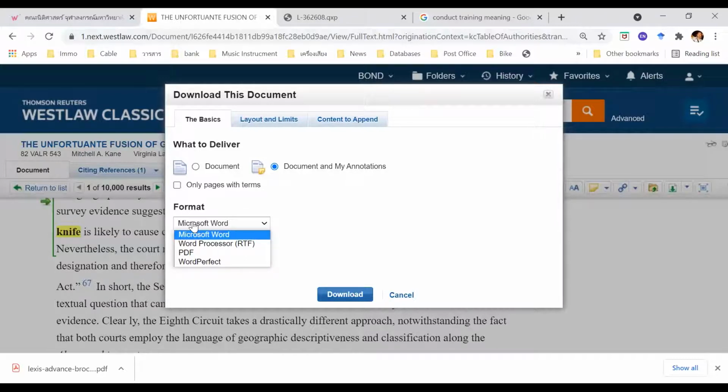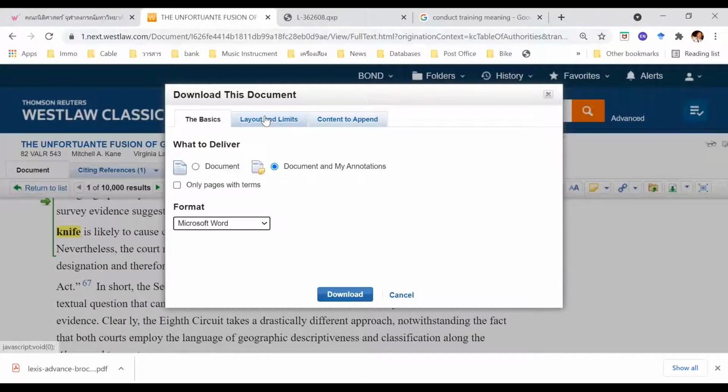The Pages program cannot open .doc, but it is able to open .rtf. You just look at this one, word processors. It is small and can be opened in another application, the same as Microsoft Word. And the next one is the PDF. So choose the format.